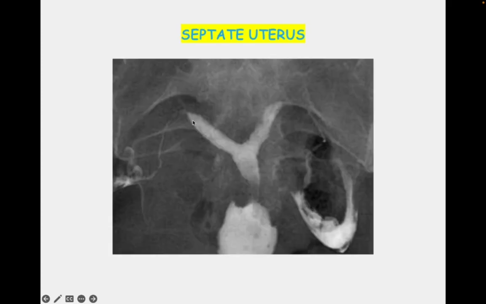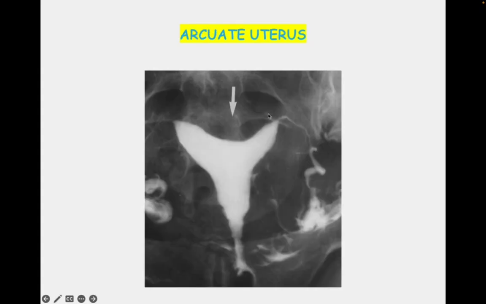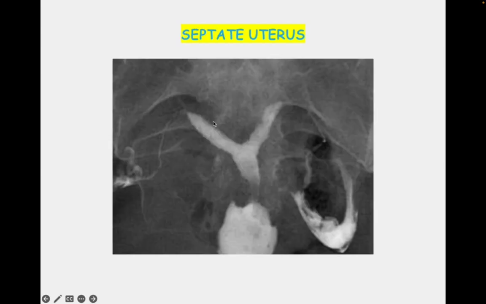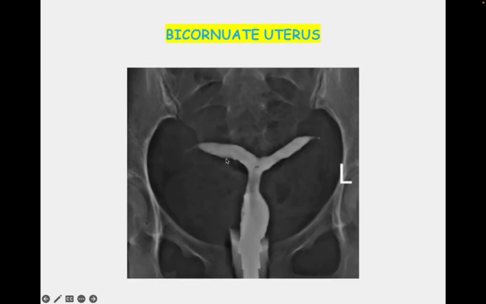This is another picture I have put to show you how the septate uterus looks. Here the depression is not so much, but here you can see the depression is totally coming up, almost occupying the fuller part of the cavity. So this is the septate uterus, and this is the bicornuate uterus most likely.